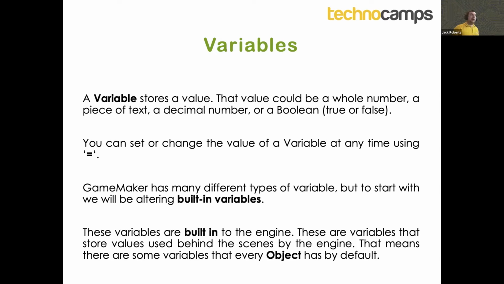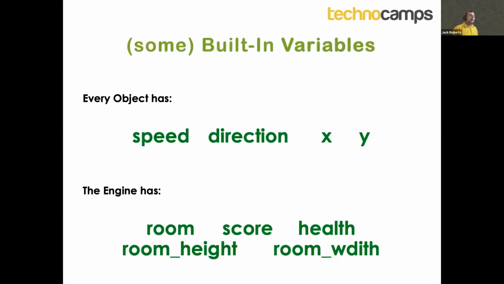Now, GameMaker has many different types of variable. To start with, though, we'll only be altering built-in variables. Built-in variables are built into the engine. These are variables that are used behind the scenes by the engine, and some of them are present in every object, others are more general. Here's a couple of examples. So every object has a speed variable. This stores the speed of the object. Every object has direction. Every object has an X variable.